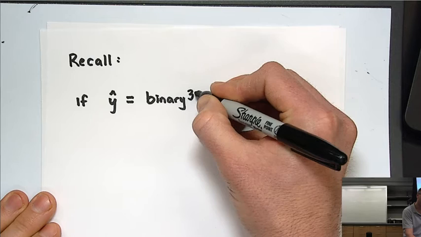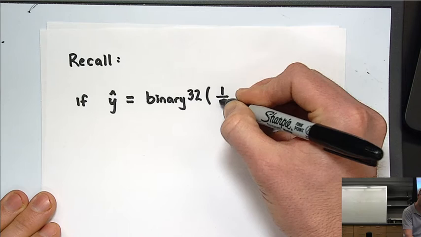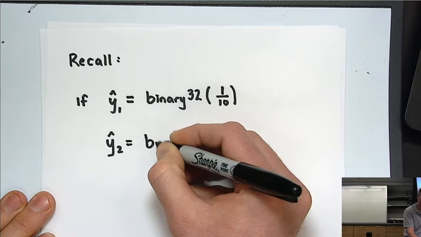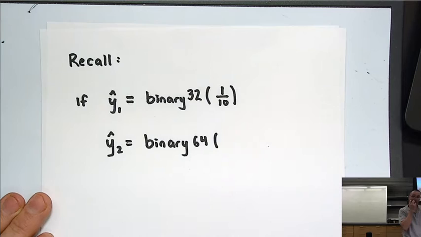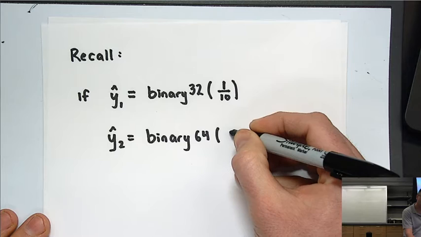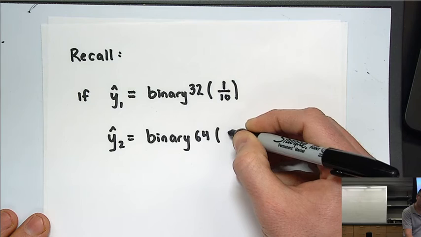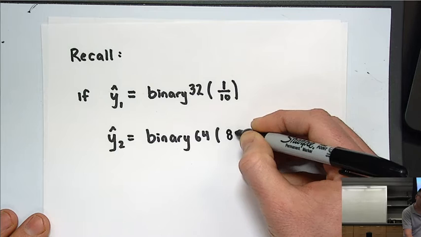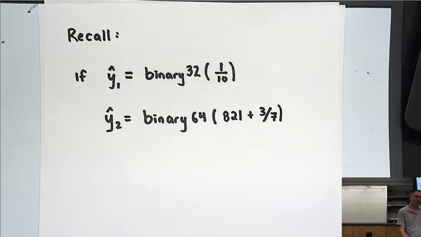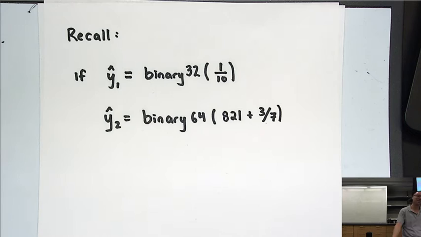Binary 32, let's do 1/10 for now. We'll call that y1, and we'll call y2 binary 64. And I think we could try, we haven't done denominator 7 really at all. So what if we did 8/21 plus 3 divided by 7? That one's brutal. I just realized why we don't do denominators of 7 for hand calculations.